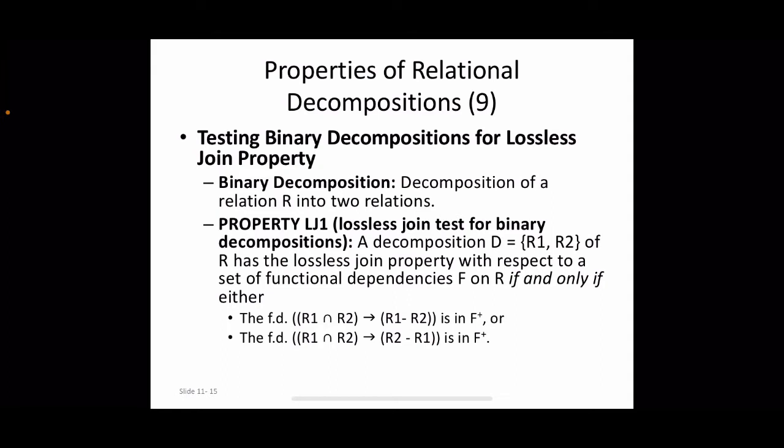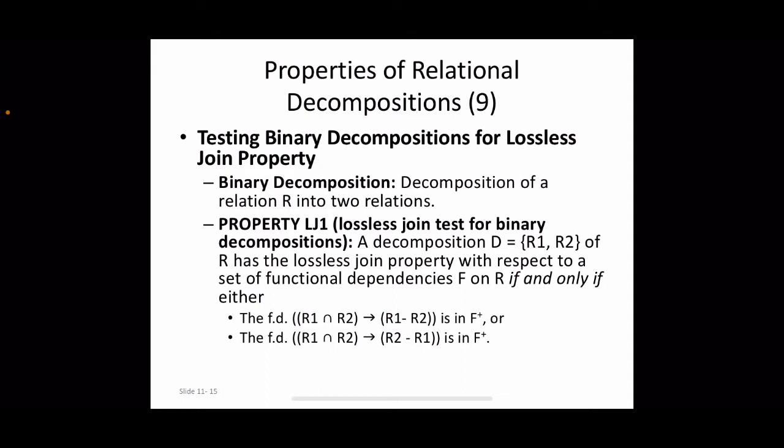Now we can see a special case of this decomposition, that is binary decomposition. Binary decomposition is a decomposition of a relation into just two relations. So the decomposition will be just two relations R1 and R2. In that case, we need not go through the entire algorithm to test for the lossless join property. Instead, we have a simple condition. If the decomposition satisfies the corresponding condition, we can say that it is lossless. So let us see what the actual condition to be tested is.